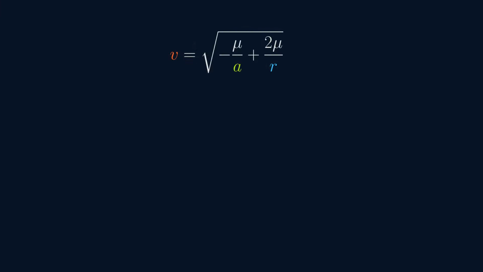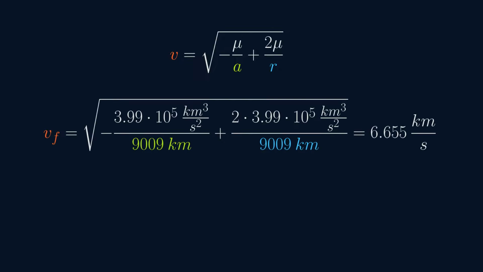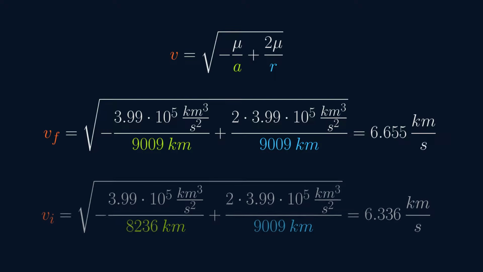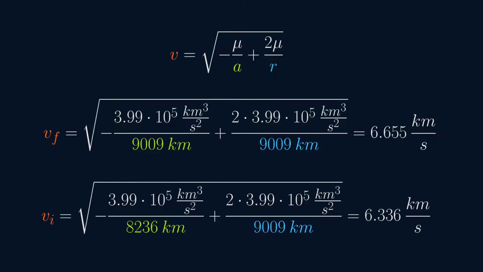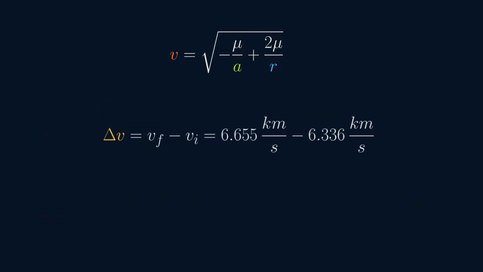We know the semi-major axis of both the final and initial orbits, and we know what distance these two orbits intersect. We can now plug in known values to find the velocity of the final orbit, and the velocity of the initial orbit. And finally, by finding the difference between these two values, we find the change in velocity, or delta V, is 319 meters per second.